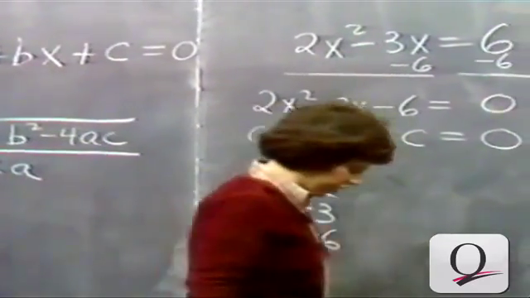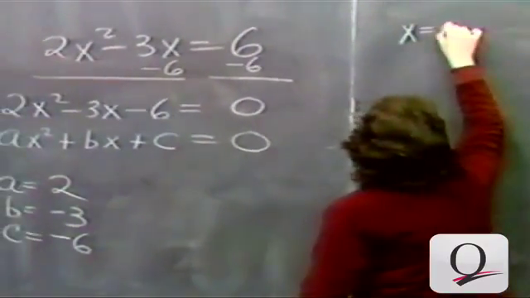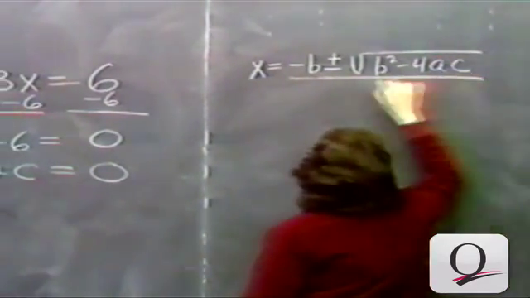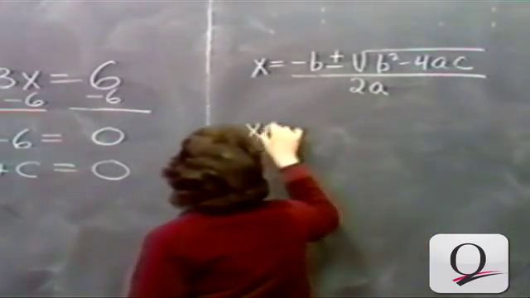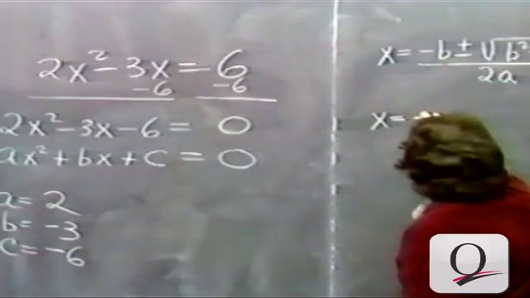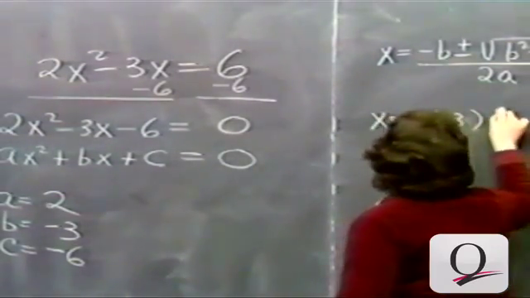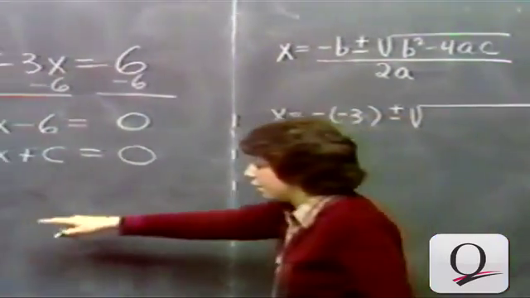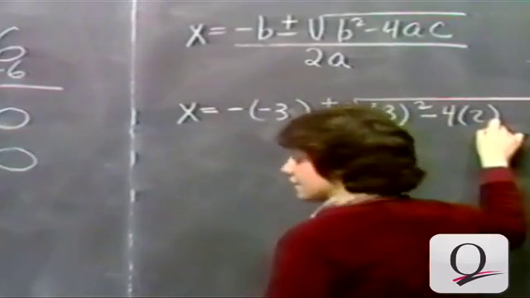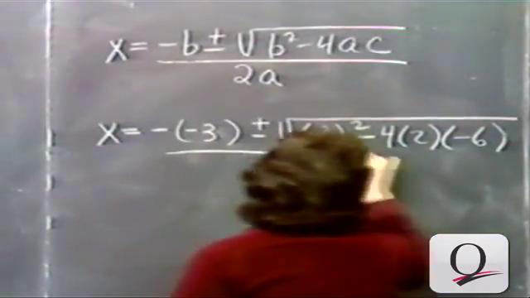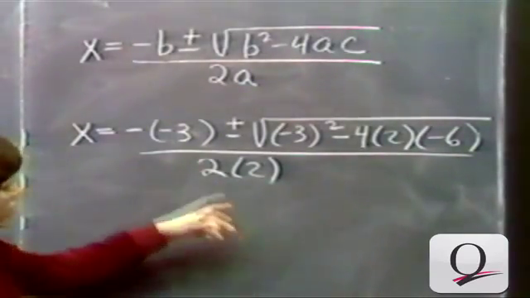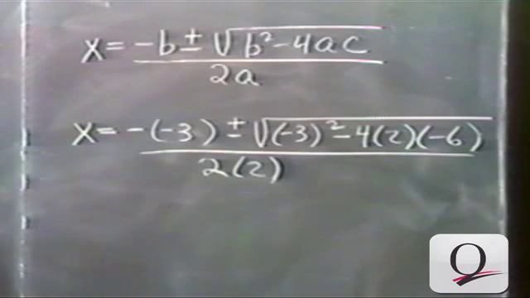Now we're going to substitute into our formula. x is equal to minus b plus and minus the square root of b squared minus 4ac divided by 2a. This gives us now, a is 2, b is minus 3, c is minus 6. Minus b, b is minus 3, plus and minus the square root of b squared, b is minus 3 squared, minus 4, a is 2, c is minus 6, all divided by 2a, a being 2. All I have done is gone through this formula, substituting a is equal to 2, b is equal to minus 3, c is equal to minus 6.